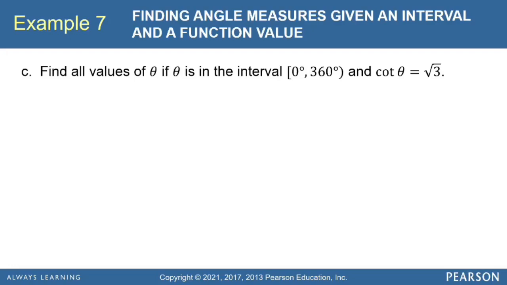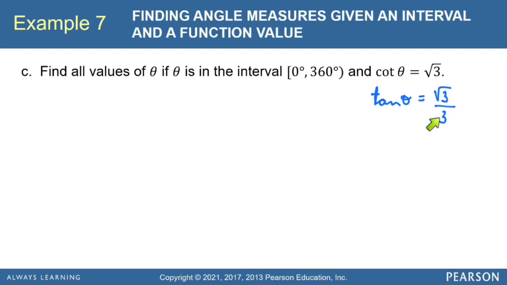And finally, part C. If you would like to pause the video and try this one on your own, that would be great. And now I'm going to go through it with you. So for part C, we want to find all the angles between 0 and 360 such that the cotangent of that angle is equal to square root of 3. Well, again, we didn't memorize the cotangent values, we memorized the tangent values. So let's do reciprocals for both of these. The reciprocal of cotangent is tangent, and the reciprocal of square root of 3 is 1 over square root of 3, which rationalizes to square root of 3 over 3.